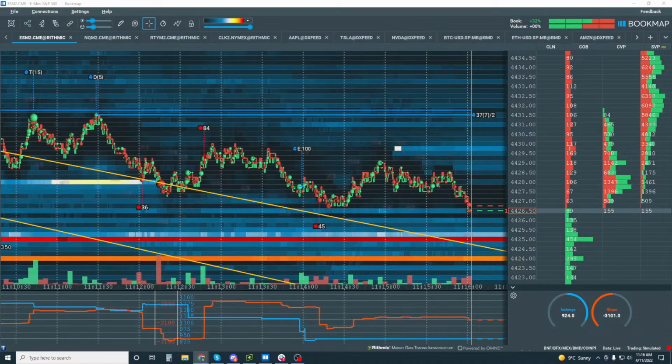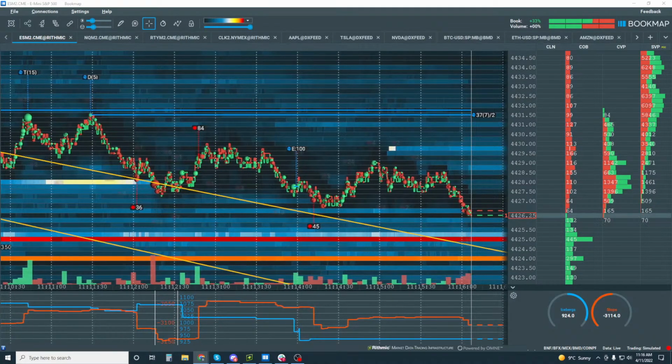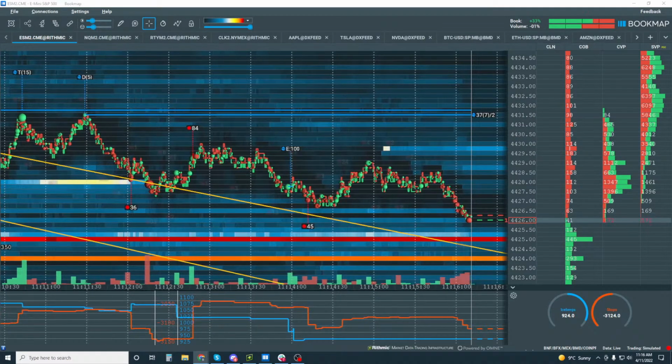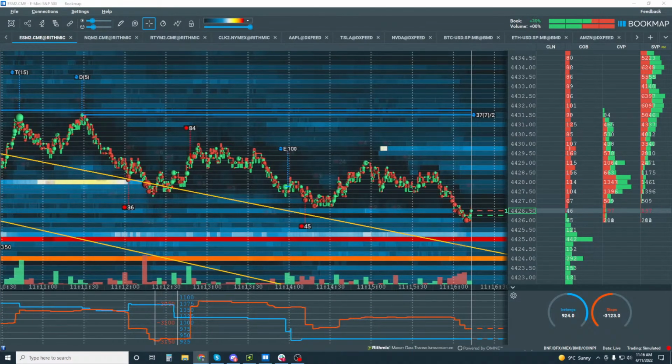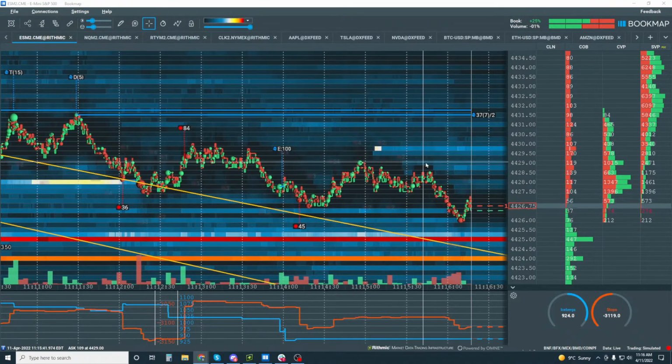Yeah, I agree. You want to see that passive liquidity on the bid chasing. Yeah, it's a beautiful thing.